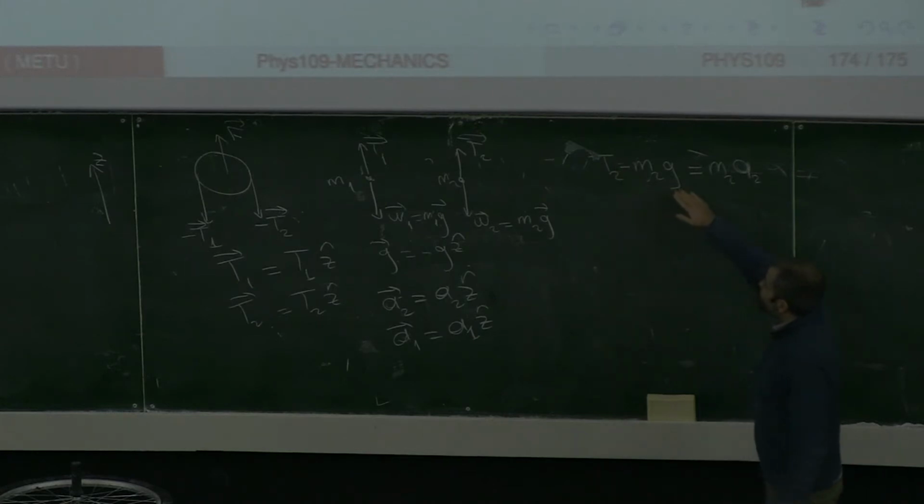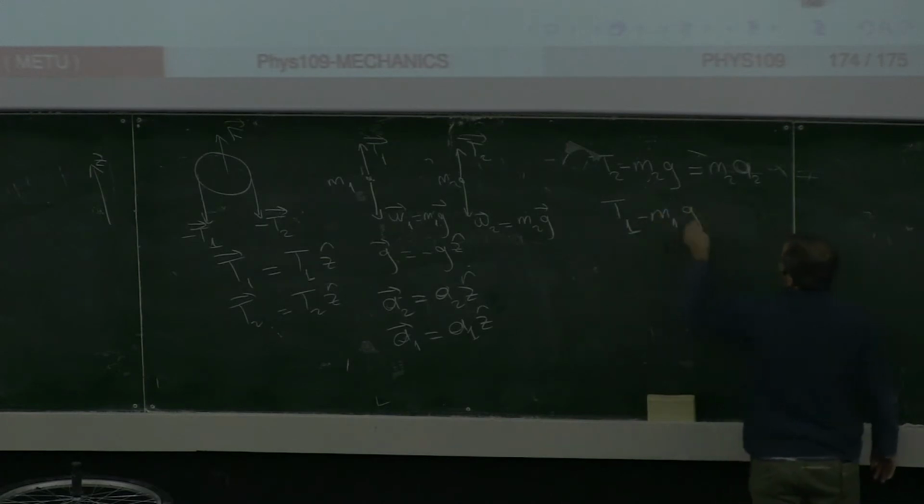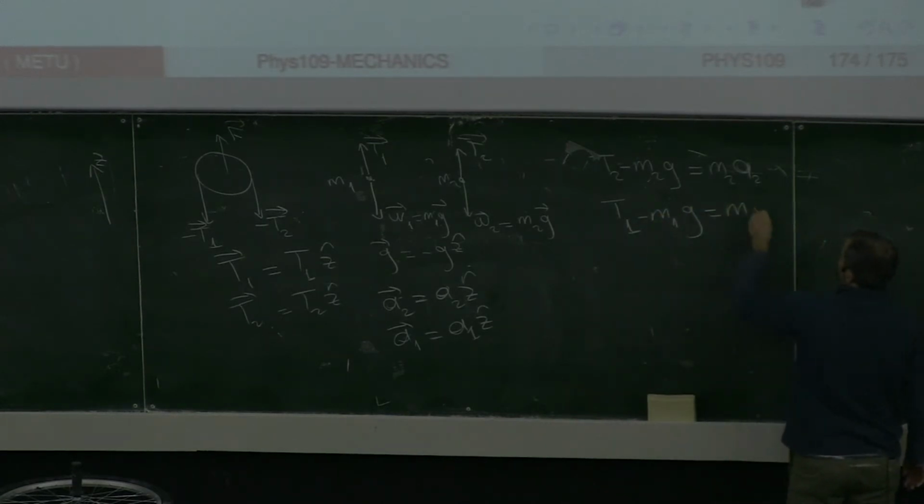T2 minus M2G. This is the z component of the force acting on my second mass. This should be M2 times A2. T1 minus M1G should be equal to M1 times A1.